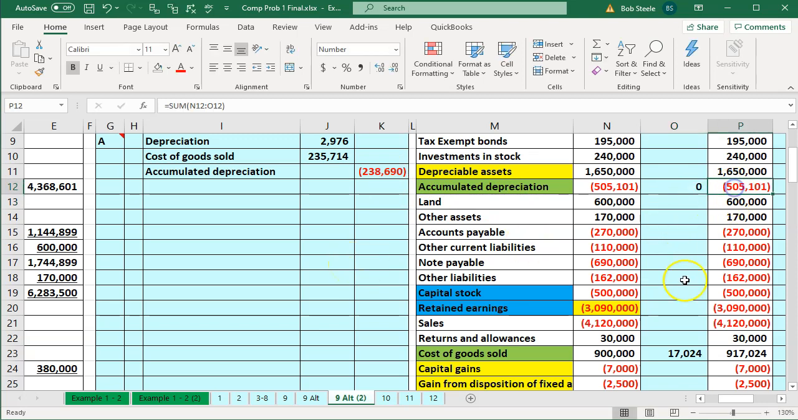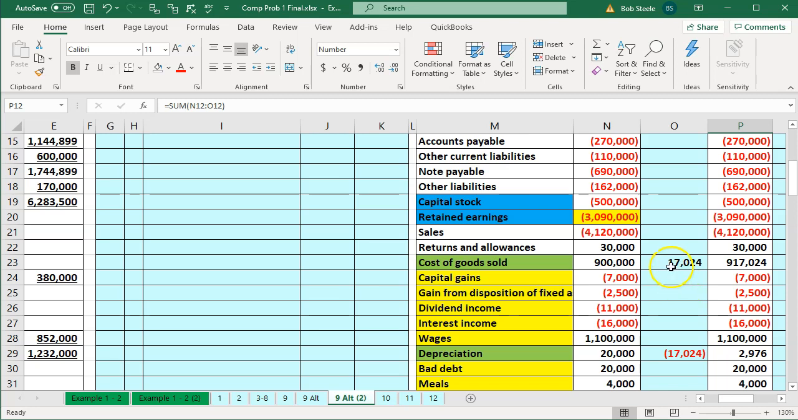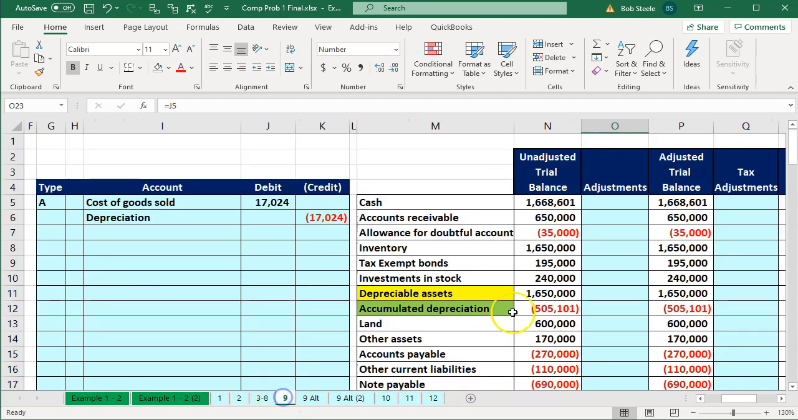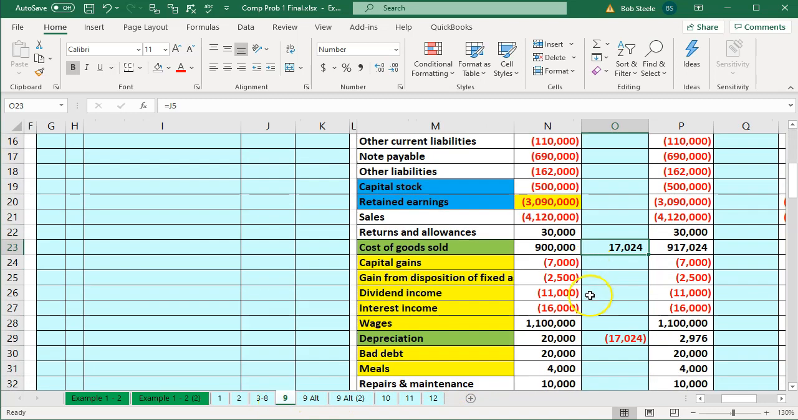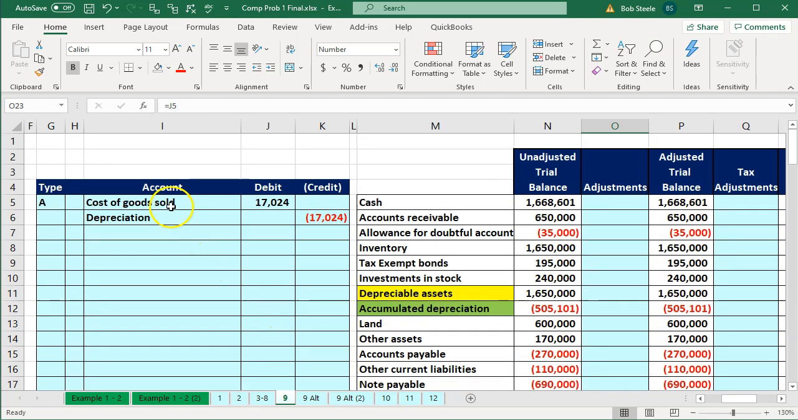So we're back up to the 505,101. Now note, there's no difference. We ended up with the same journal entry, which is basically just a debit to cost of goods sold and a credit to the depreciation, as we did in our original journal entry. Same result down here.